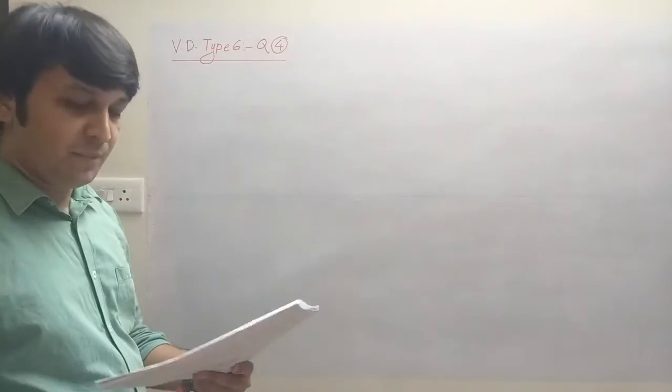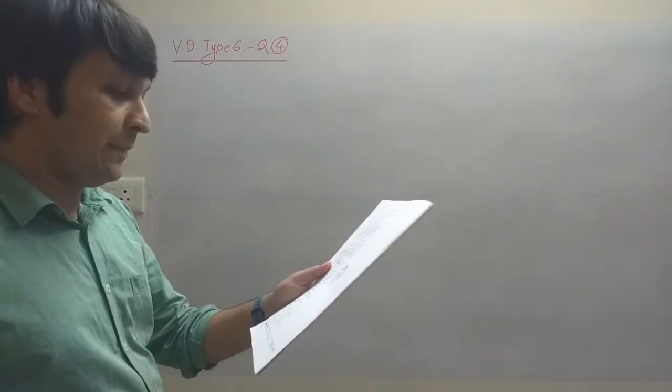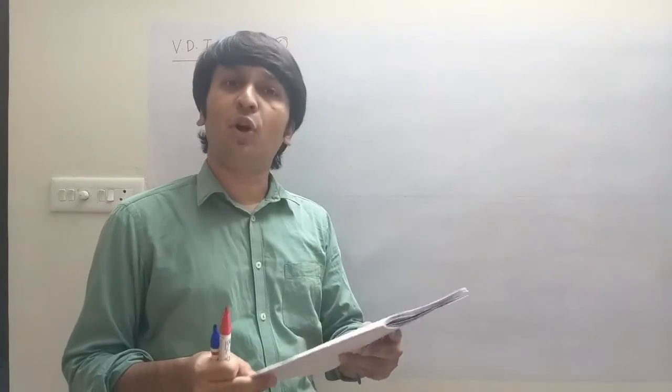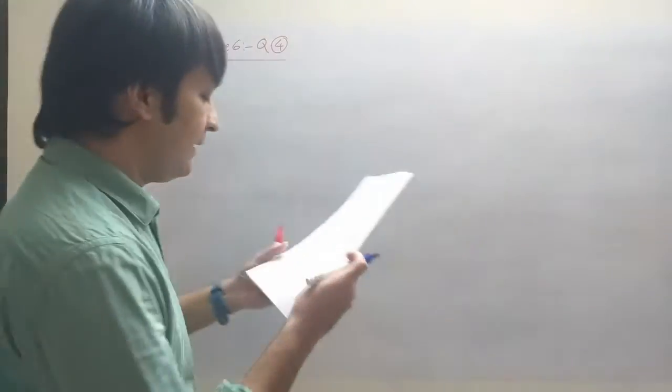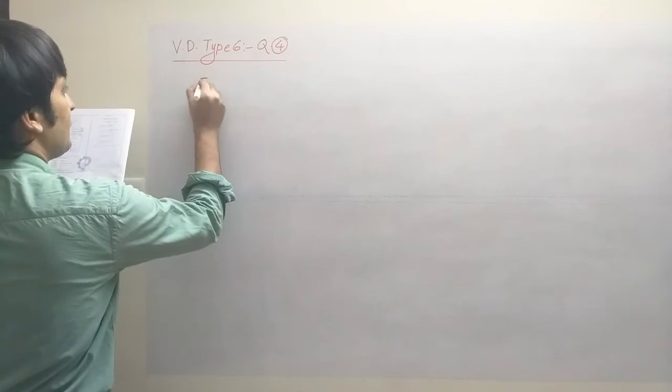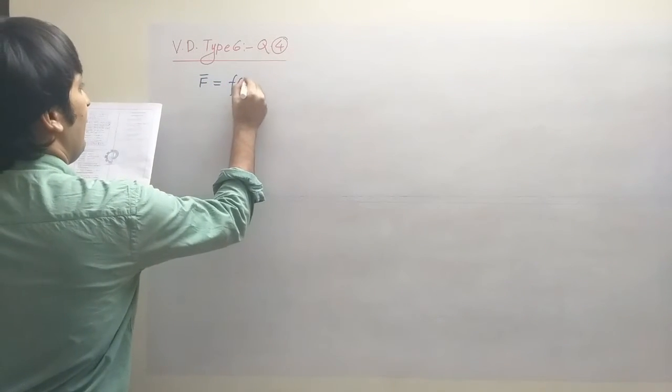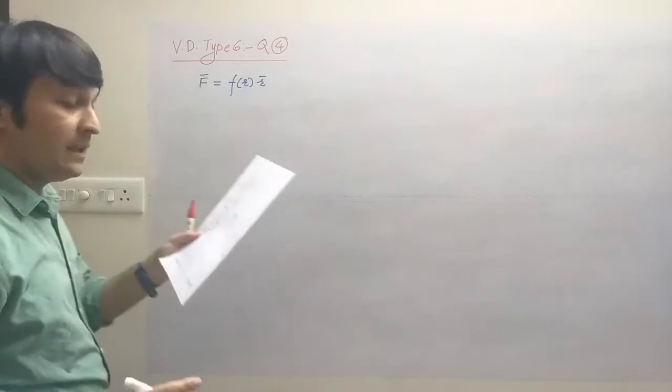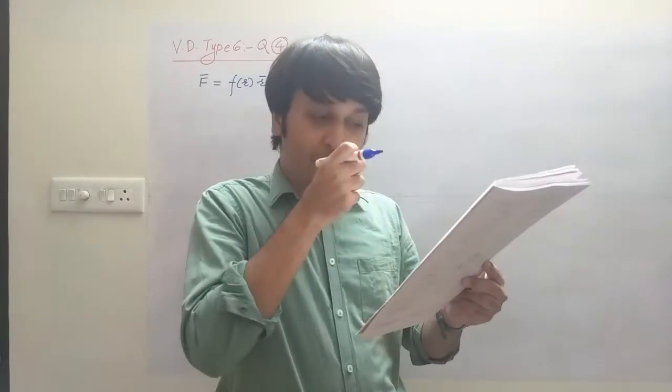That's it. Yes, question number 4 from type number 6. That's the only question left. Rest all questions we did. Read question carefully. Show that f bar is equal to, so f bar is given, f of r into r bar, is irrotational. Find f of r such that f bar is solenoidal.